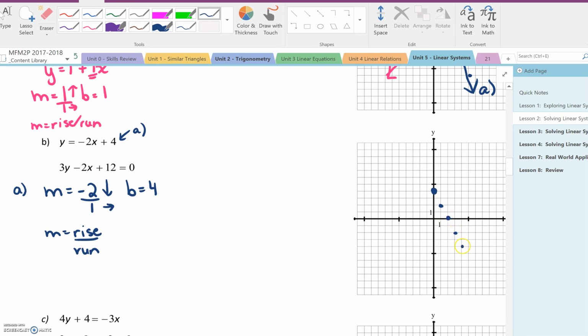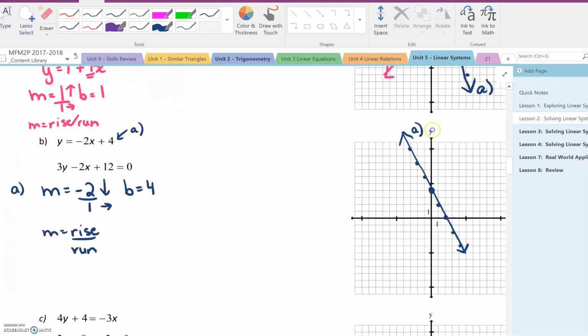You just kind of keep going. Instead of going down 2 to the right 1, you can go up 2 to the left 1. And then you just have to make sure that you draw your line. So I'm just going to go ahead and draw the line here and label the equation with an A. Just making sure I labeled my equation at the top.